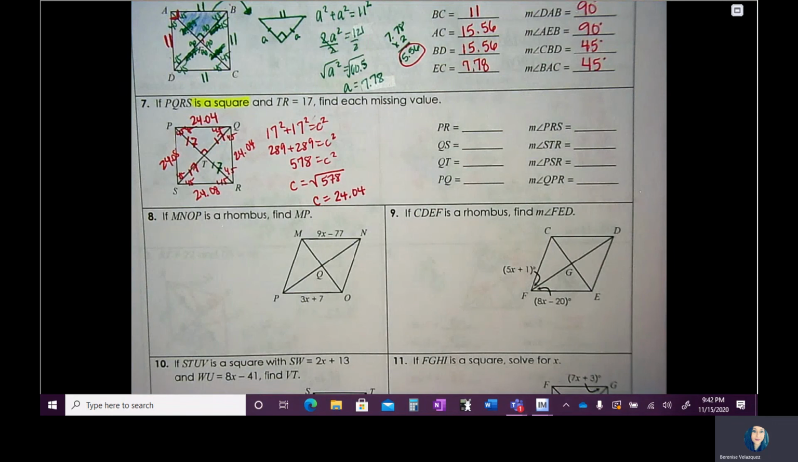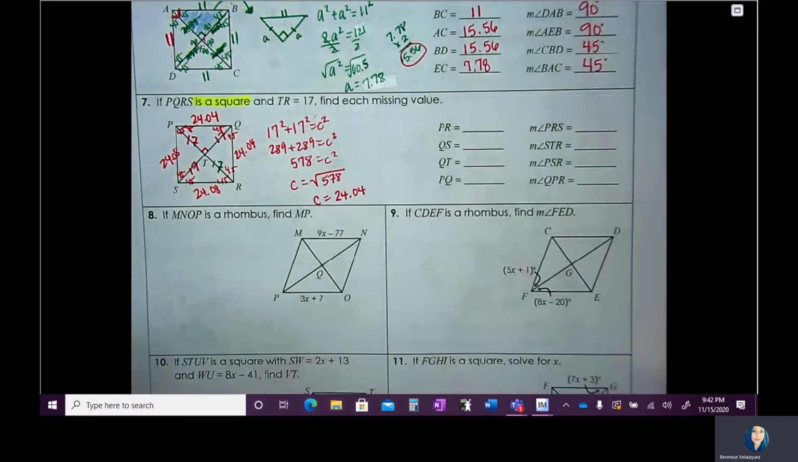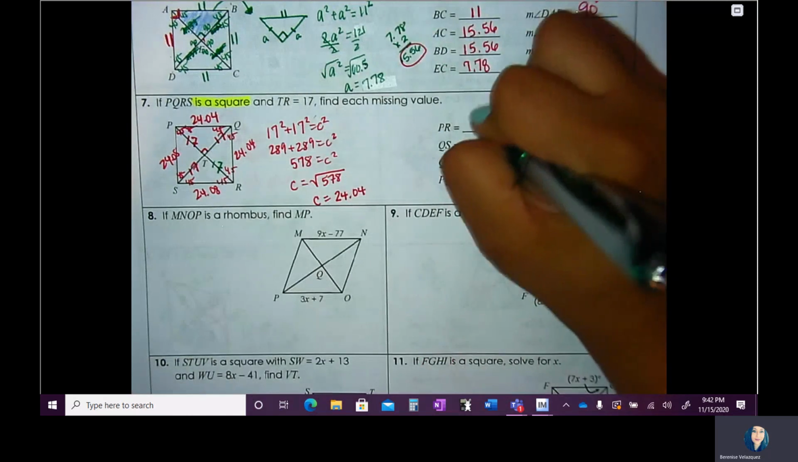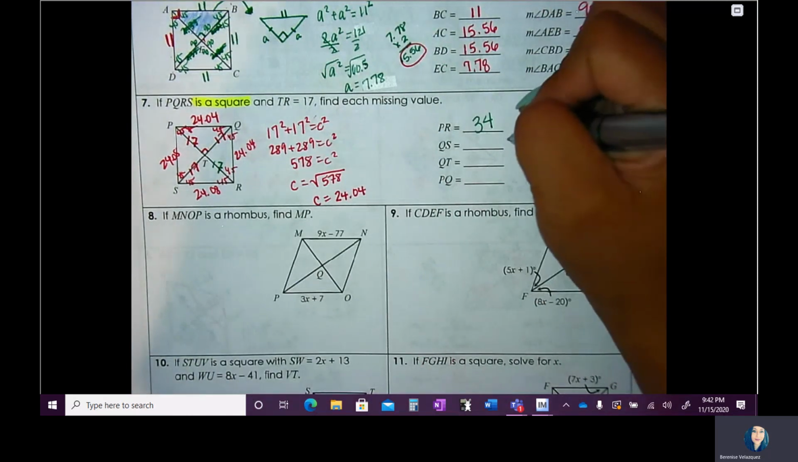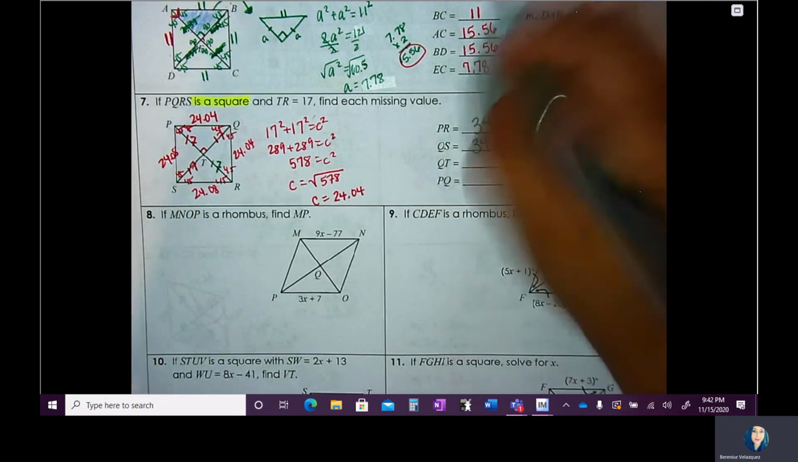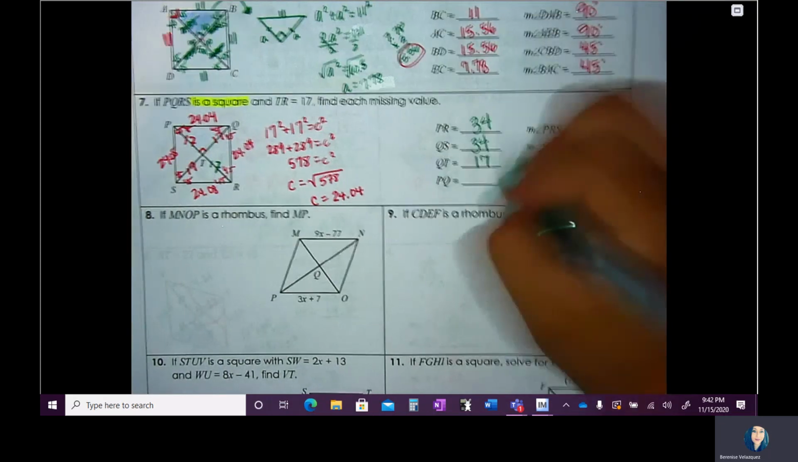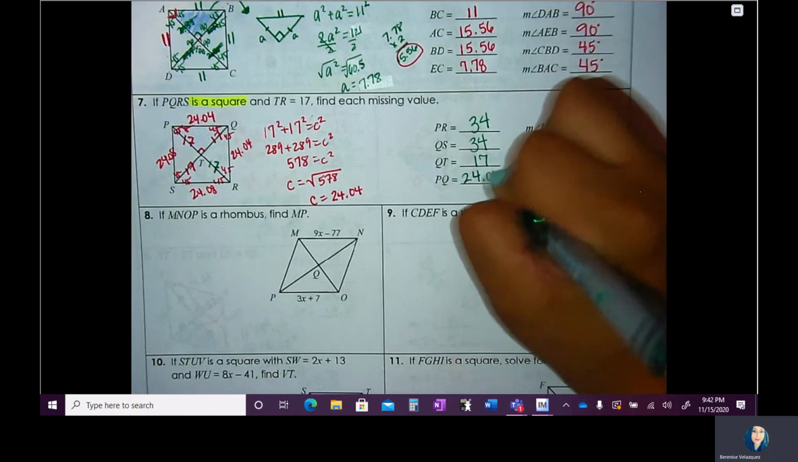Now we're going to write in what we can, and remember when we get to the angles, we'll practice writing in and following the letters. PR is the whole diagonal, so 17 plus 17, which is 34. QS is the whole thing in the other direction, so it's also 34. QT is only to the middle, so it's 17. And then PQ on the outside would be 24.04.